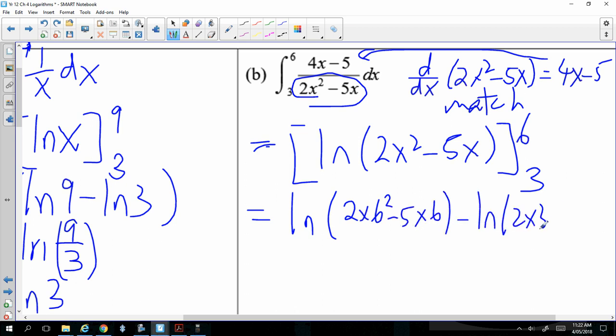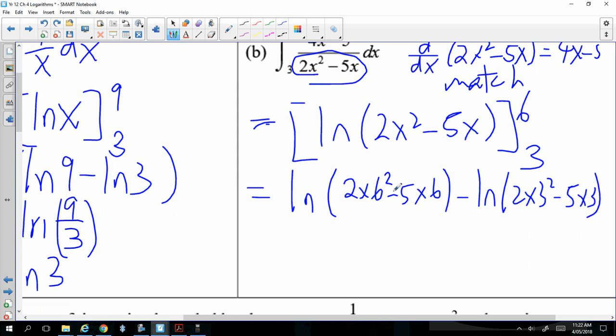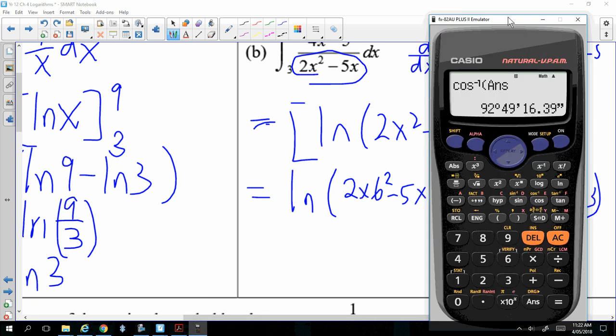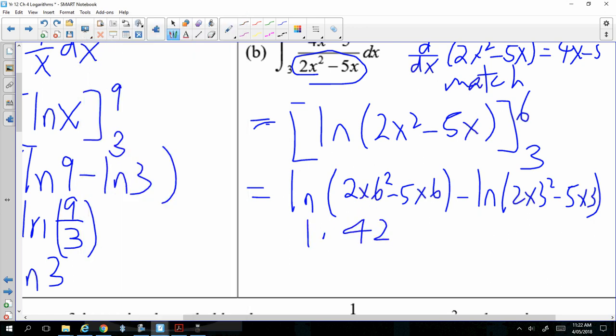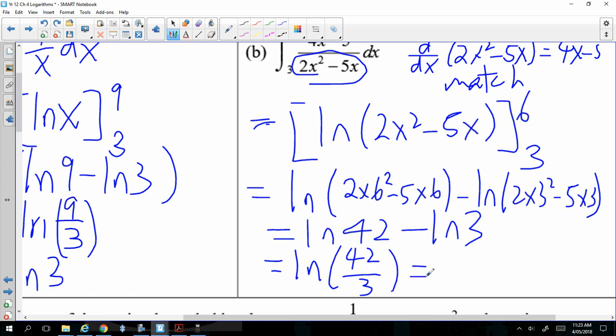Then you work out 2 times 6 squared, 36, okay, you just use your calculator. So 2 times 36 is 72, minus 30, get 42. And the other one is 9 times 2, 18, 18 minus 15 is 3. So ln 3. Then you get ln of 42 over 3, which you can simplify. I think the answer is ln 14. Right, all done.